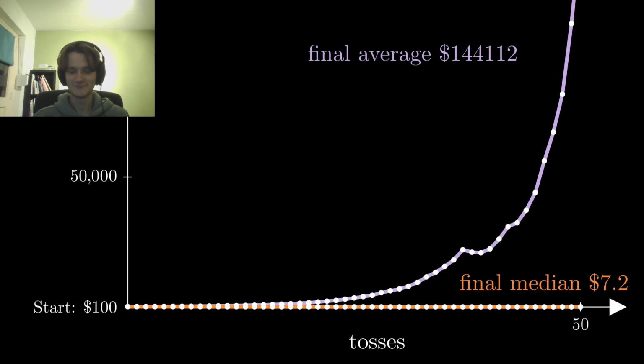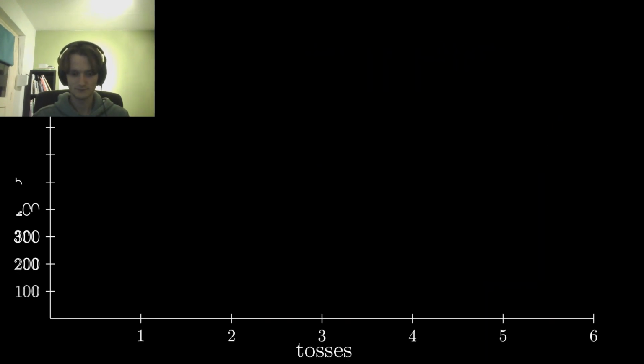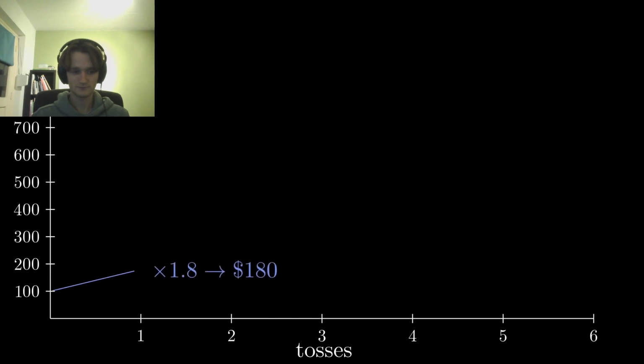This is called a non-ergodic system because the population average is different from the median outcome of individuals. But how is the median this low? Let's visualize the problem. So we start here with $100. We flip heads and multiply by 1.8, or tails and multiply by 0.5.